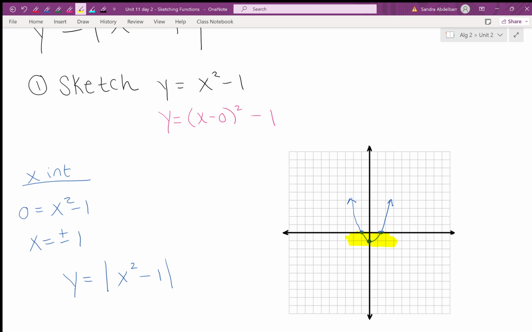What's my only point underneath the x-axis? -1. I'm going to now turn that positive. How do I turn that -1 positive? Make it a +1. So this point is going to get reflected up here. So what ends up happening? You're going down to your x-intercept. You can't go past it, because y has to be positive. So you bounce back up, and then you go back down to hit your other x-intercept, but then you can't go through it, so you have to go back up. So it looks like a W.